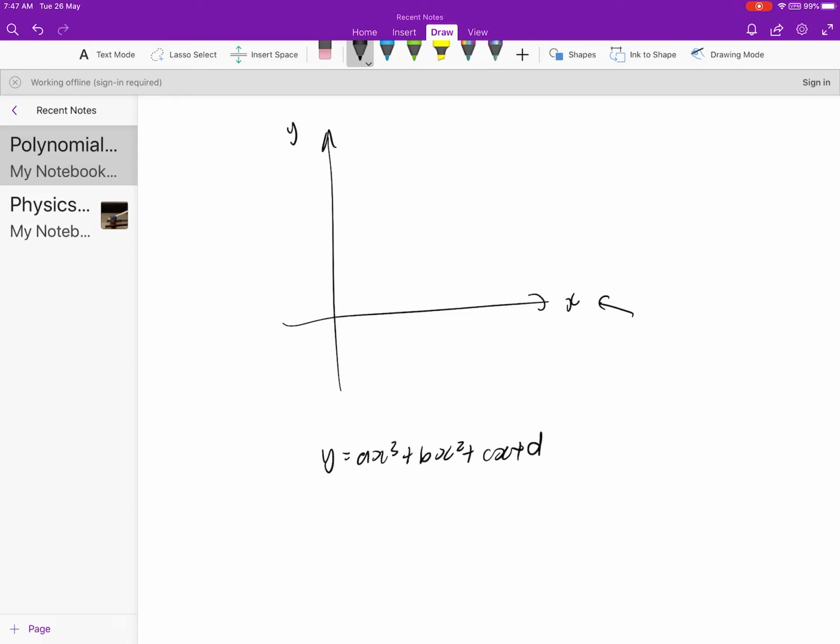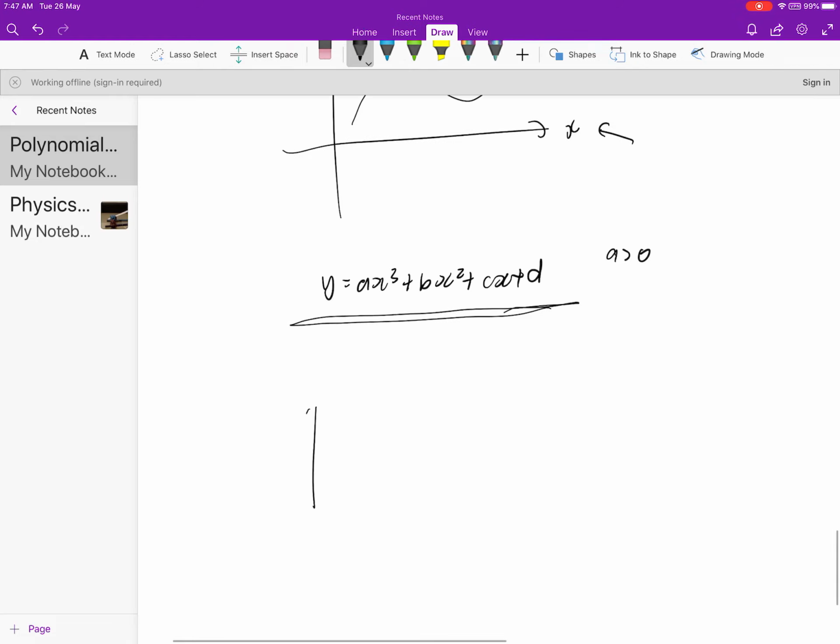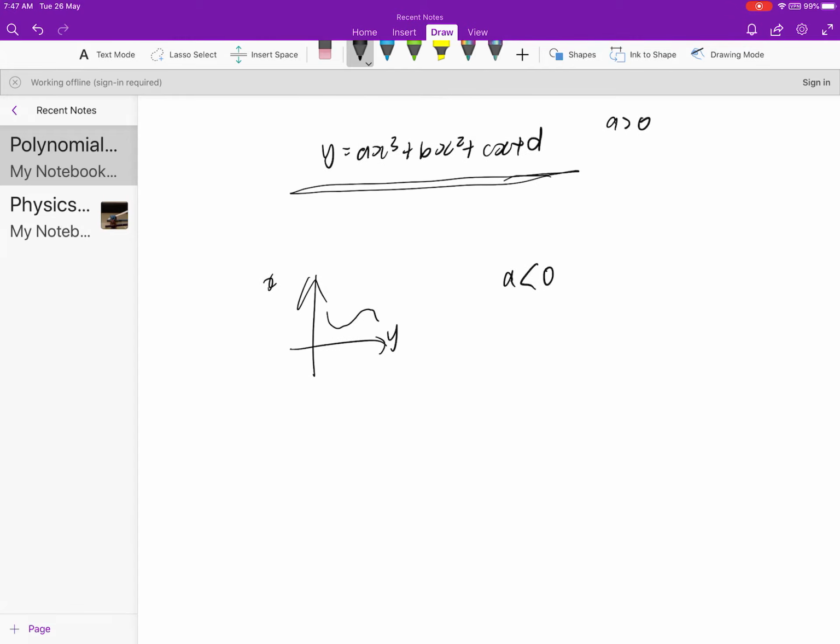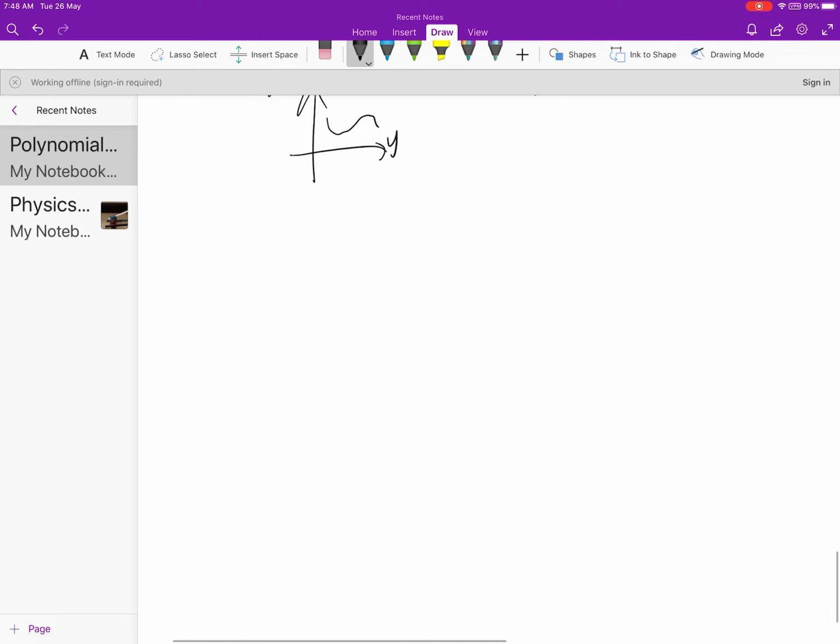But if let's say, in general, this is your cubic equation, for a greater than 0, your cubic curve goes down and then up first. So it goes down first and then up. And then for a smaller than 0, it goes up first and then down. But then for the x-intercepts and y-intercepts, you will have to see the actual cubic equation.